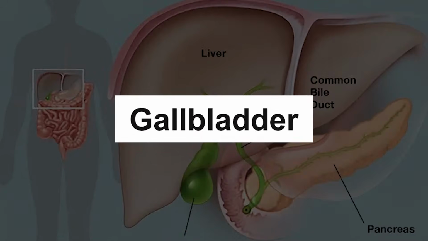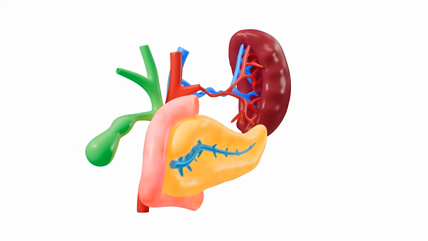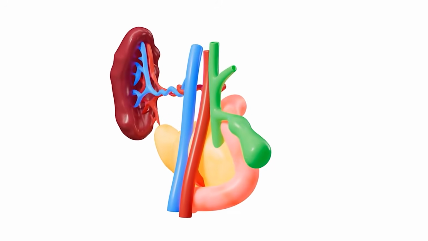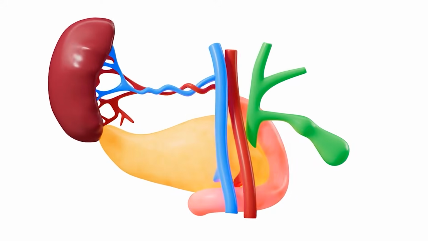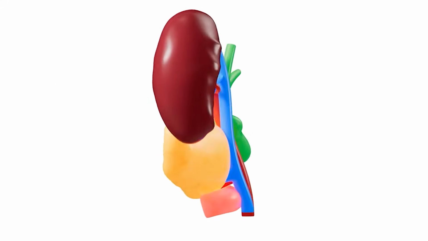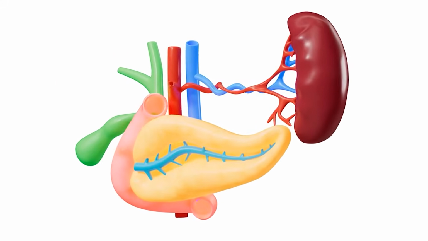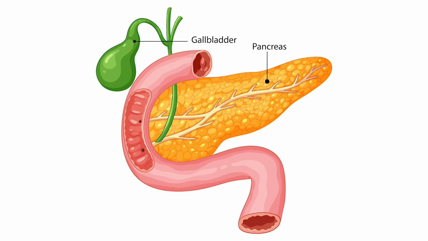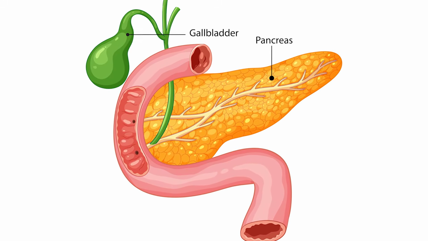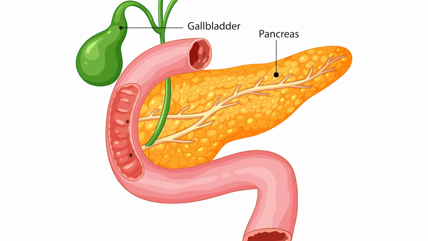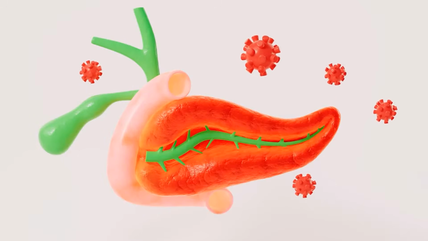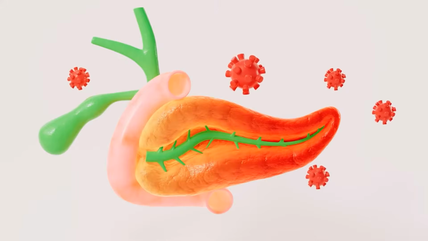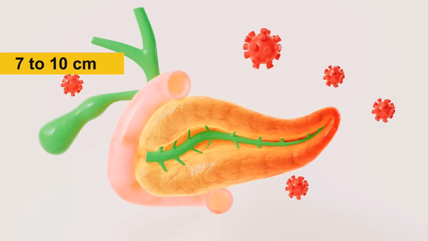Gallbladder. The gallbladder is a small, pear-shaped organ located beneath the liver in the right upper quadrant of the abdomen. It is part of the biliary system, which includes the liver and the bile ducts. It is a muscular organ that can hold and store bile, a greenish-yellow digestive fluid produced by the liver. It has a neck, a body, and a fundus, and it typically measures 7 to 10 centimeters in length.